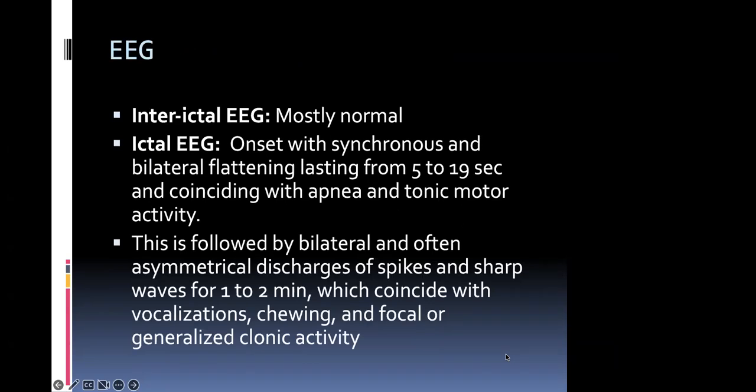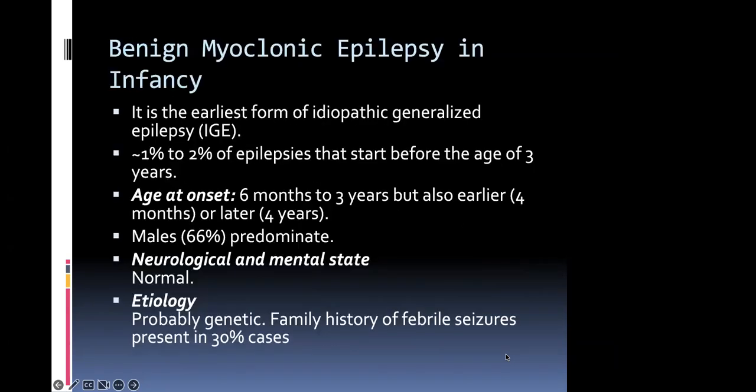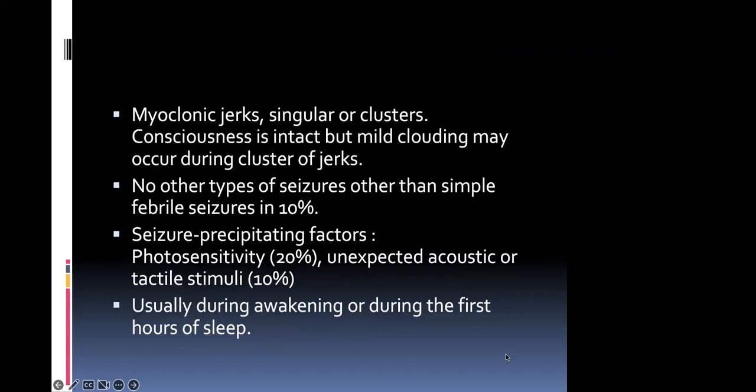Prognosis is good. Benign myoclonic epilepsy in infancy is the earliest form of IGE, almost 1 to 2% of the epilepsies that start before the age of 3 years. Age of onset is 6 months to 3 years, but earlier or later is possible. Male predominant. Myoclonic jerks, either single or in clusters. Consciousness is intact, but mild clouding may occur during a cluster of jerks.